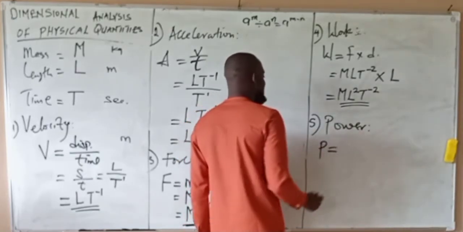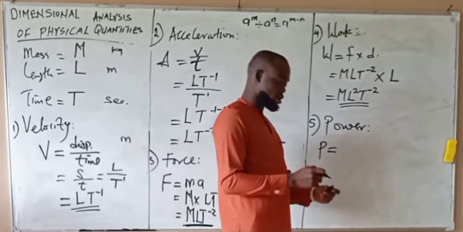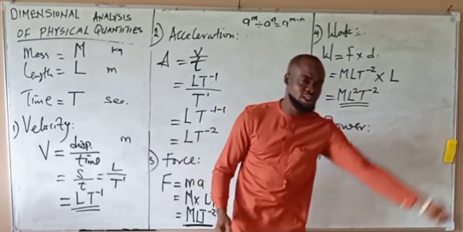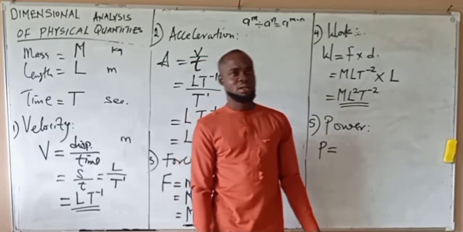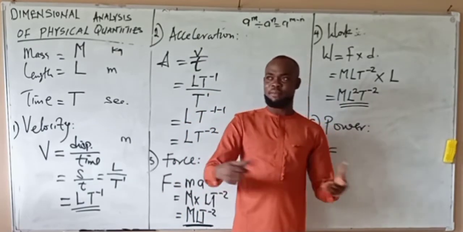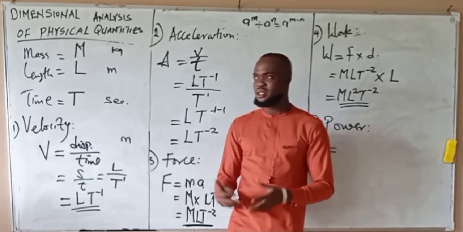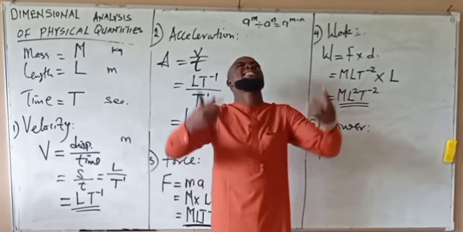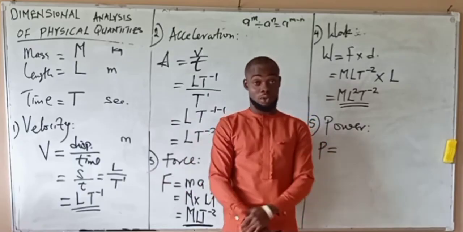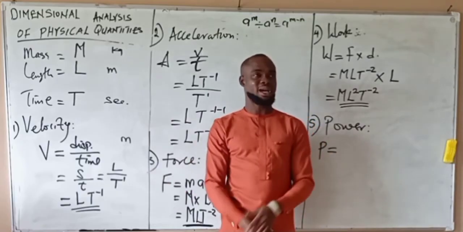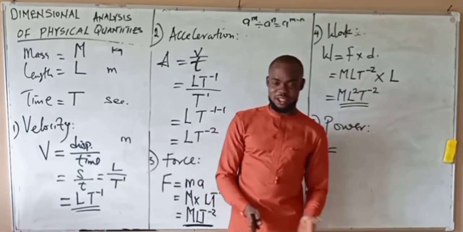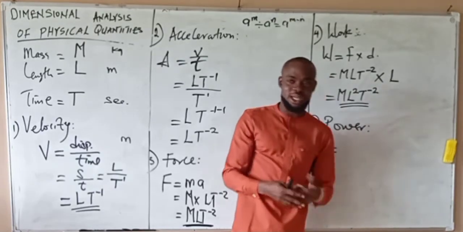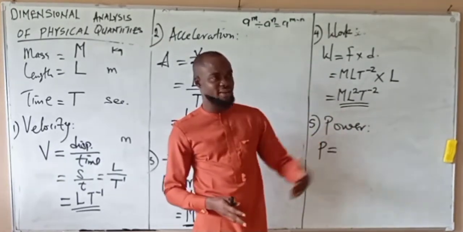Now, power is the rate at which work is done. Energy is the ability to do work. That's energy. We have mechanical energy, heat energy, solar energy, light energy, chemical energy. All of them are the ability to do work. Like mechanical energy, we can have it in terms of potential energy or kinetic energy. But let's not digress to that.